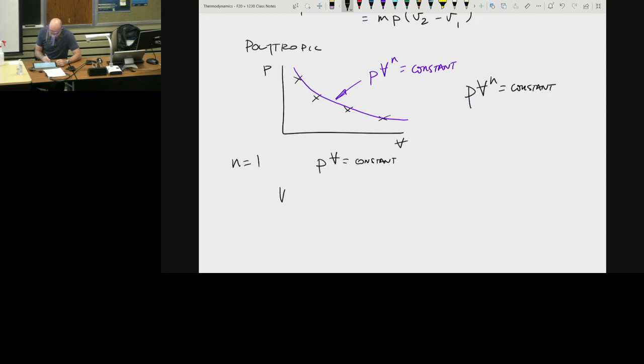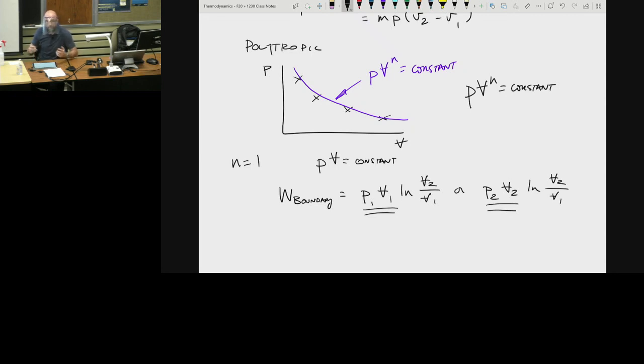And whenever you see this, the boundary work is going to be equal to P1 V1 natural log of V2 over V1, or P2 V2 natural log of V2 over V1. Now note, P1 V1 equals P2 V2 because P times V is equal to constant. So P1 V1 equals P2 V2 equals P3 V3, whatever. That's the key. That's what's happening here.